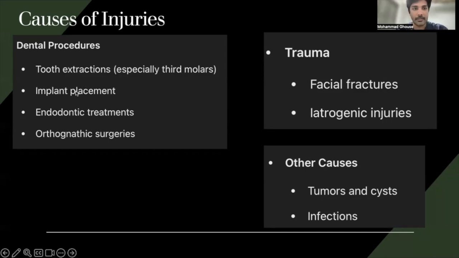Implant placement, again, if the osteotomy is over prepared and the implant is over drilled into the osteotomy, then there's a high chance that it can cause inferior alveolar nerve injury.